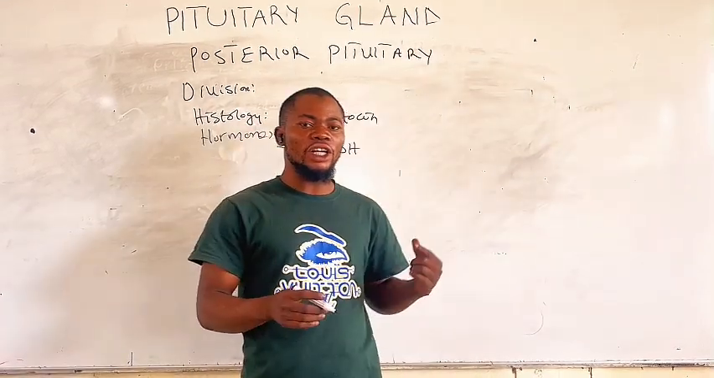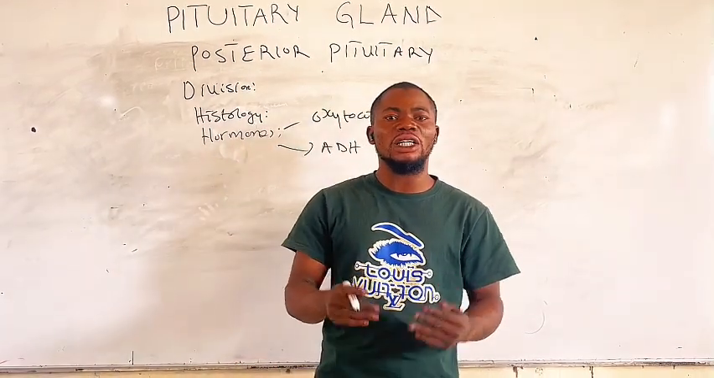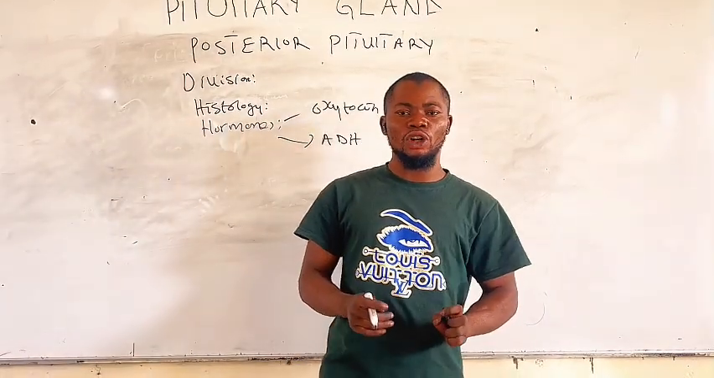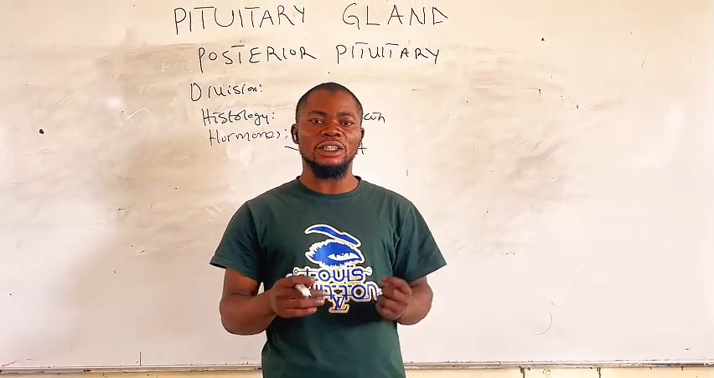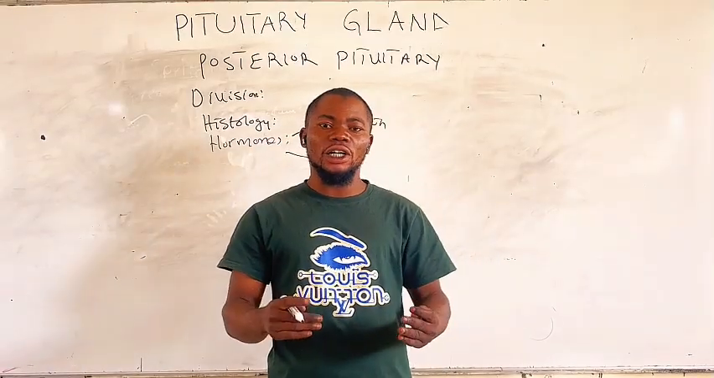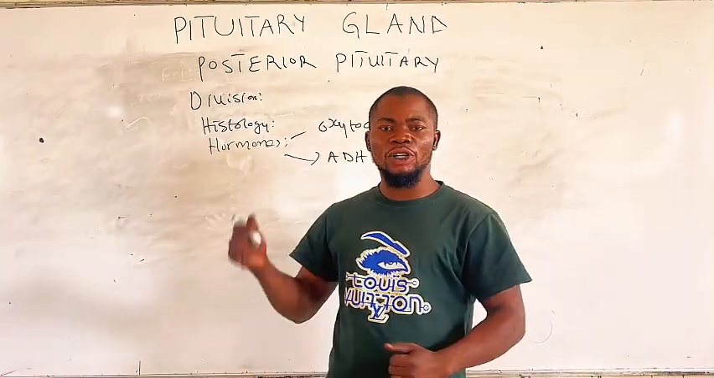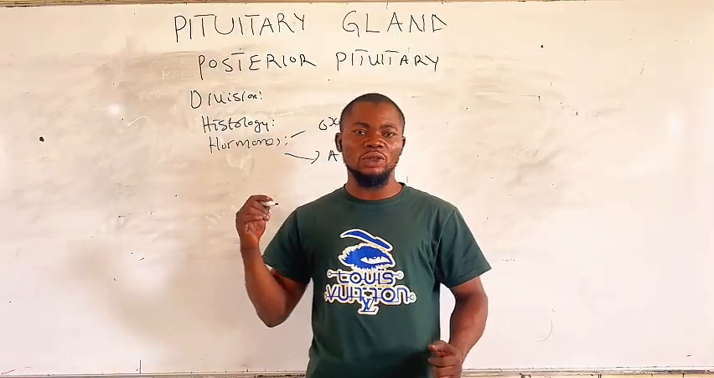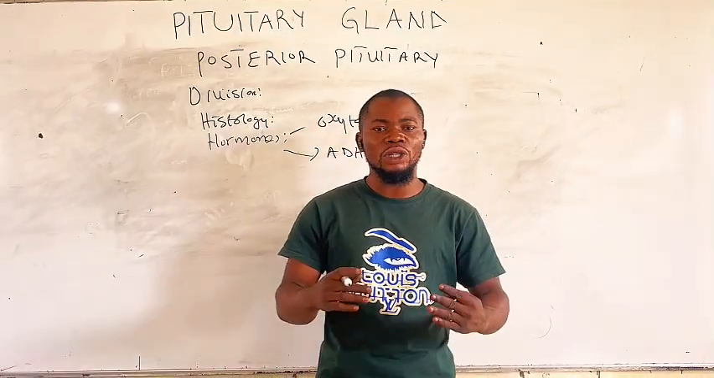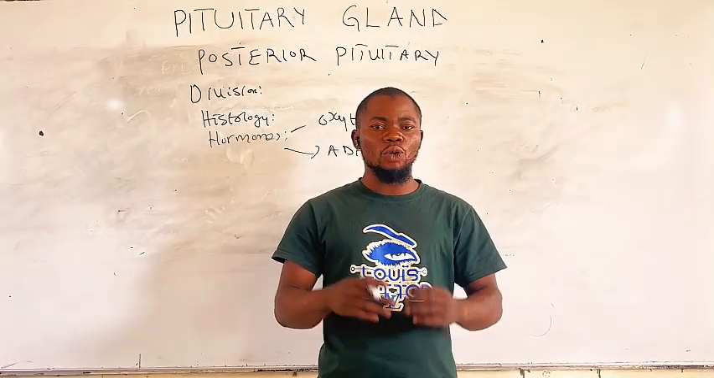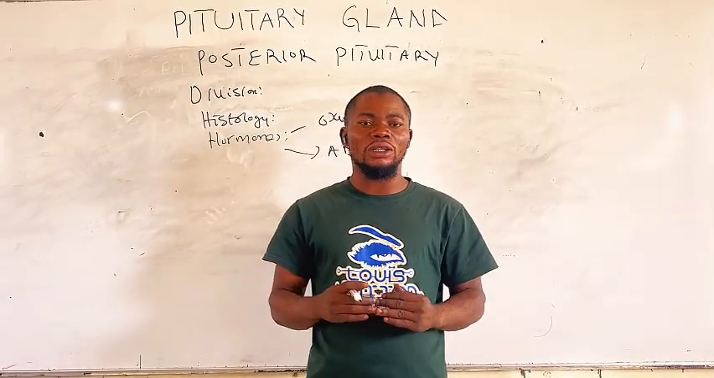These hormones need a protein, or a transporter, that will transport them from the hypothalamus down to the posterior pituitary gland, and that substance is called neurophysin. There are two different types of neurophysin. There is neurophysin 1, which transports oxytocin, and there is neurophysin 2, the one that transports antidiuretic hormone. Now we'll go into these hormones one by one.